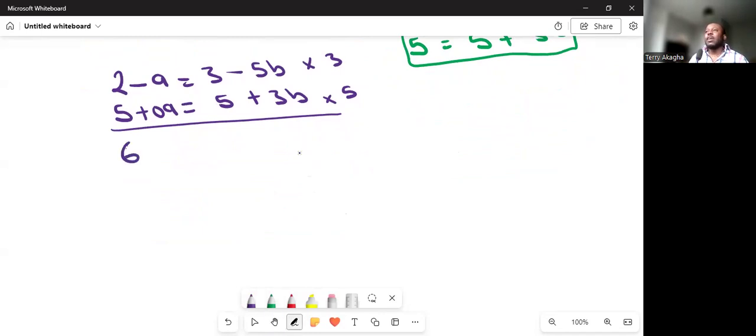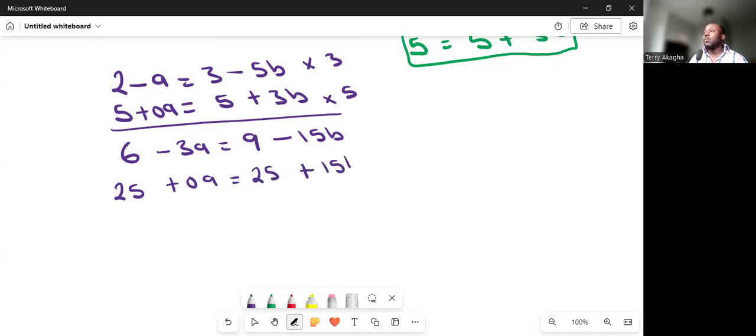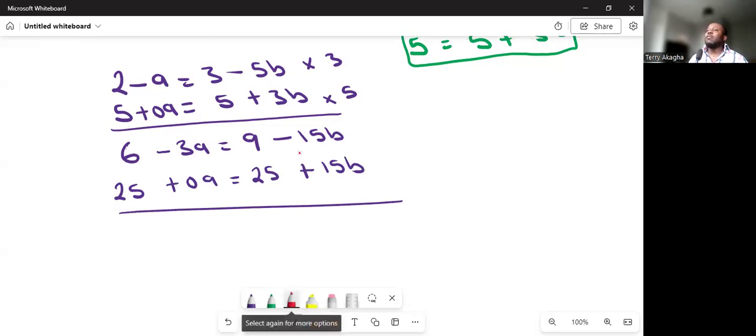It's going to give us 6 minus 3a is equal to 3 times 3 will give me 9 minus 15b. Then 5 here is going to give us 25 plus 0a is equal to 5 times 5 is going to give us 25 plus 15b. All right, so in order for me to get rid of this, I need to add. Because if I add minus 15b, we cancel out plus 15b.